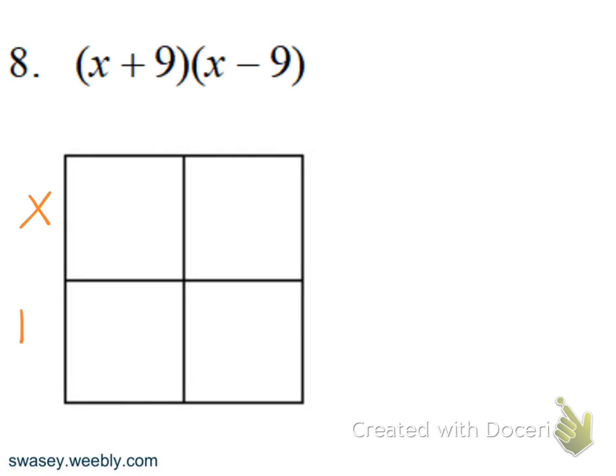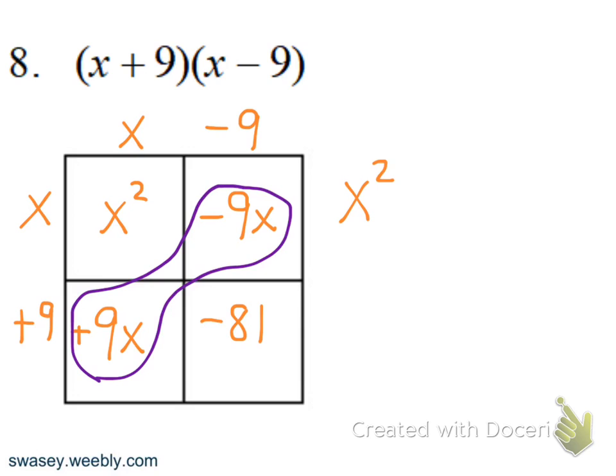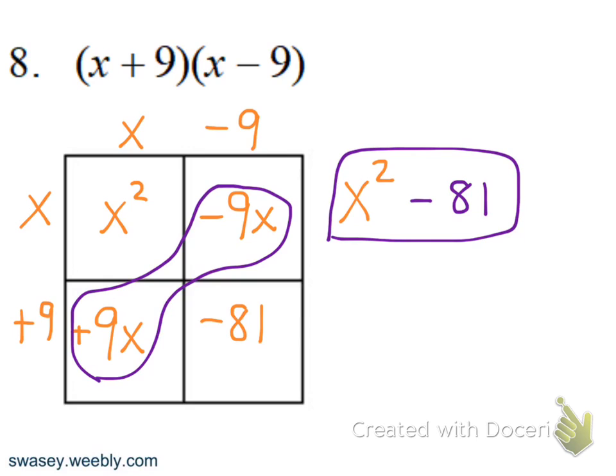All right, doing the box method again. x plus 9 times x minus 9. x times x gives us x squared. x times negative 9 is negative 9x. 9 times x is 9x, and 9 times negative 9 is negative 81. Looking for like terms to combine, we see the diagonal is where the like terms are. 9x plus negative 9x is 0. You don't have to write it. This answer is called the difference of two squares. Perfect square minus a perfect square.